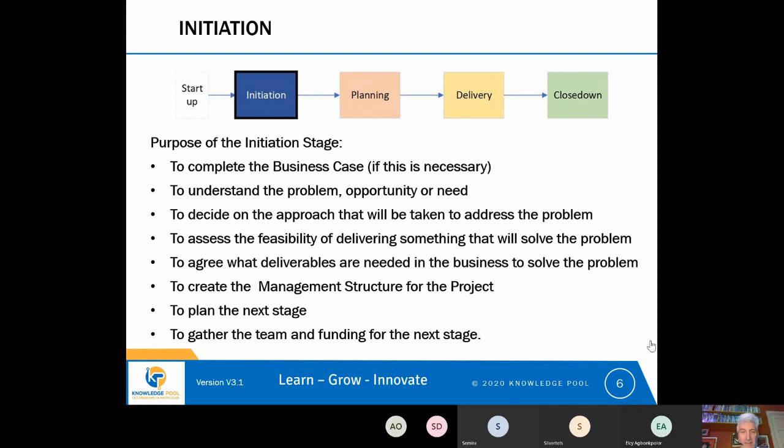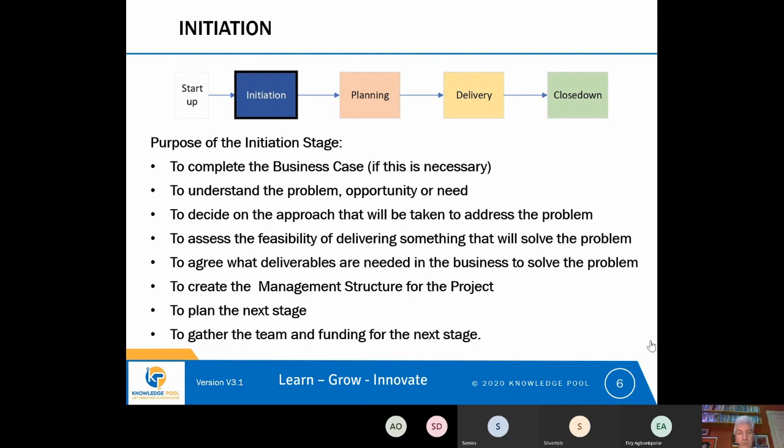And we create a project plan. And we may create other parts of the project plan, such as a finance plan that tells us how much money we need for the planning stage. And we do that so that we can gather the team we need and the funding that we need for the next stage. And only when we've got that team and funding approved does the initiation stage finish, and we then move into the planning stage.